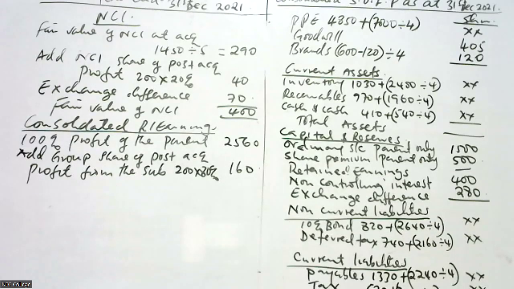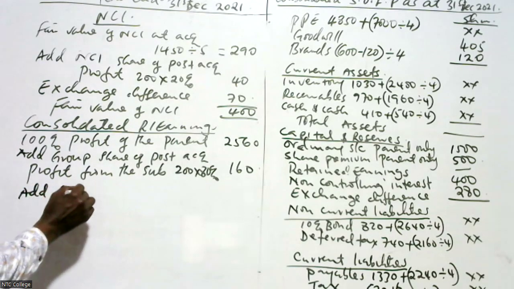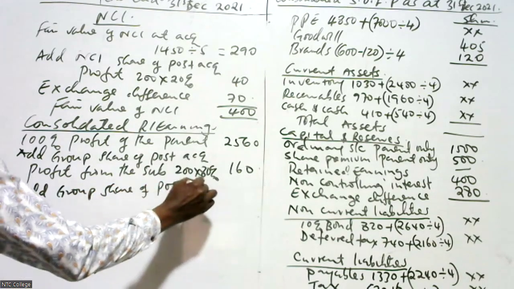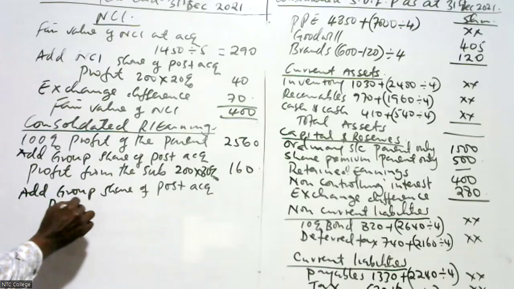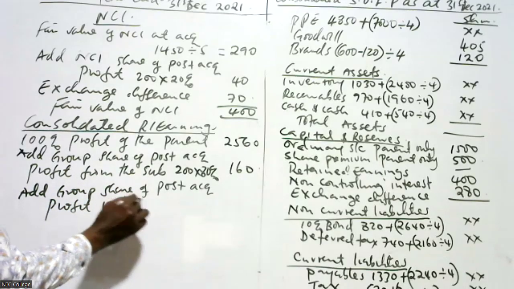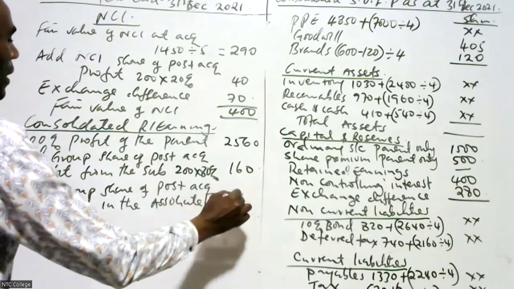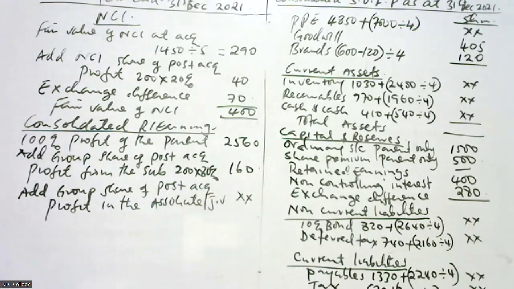Which is 160 there. Then if there is any other income, we also usually add group share of cost, acquisition profit in the associate or joint venture, of which it's not here, it's not there.